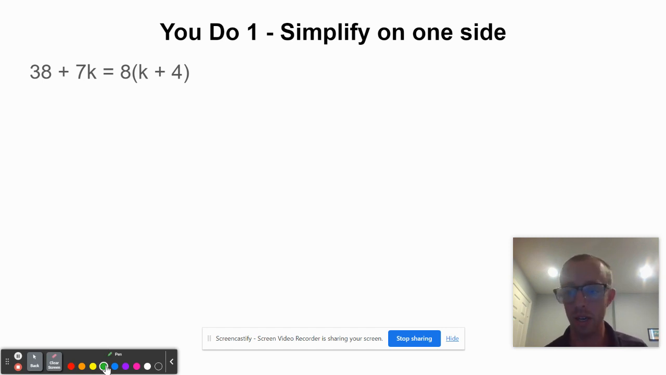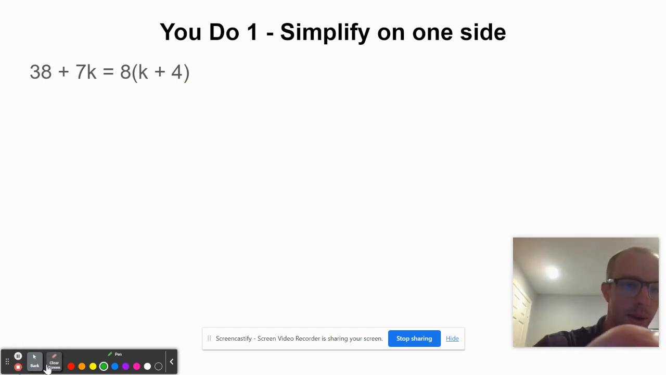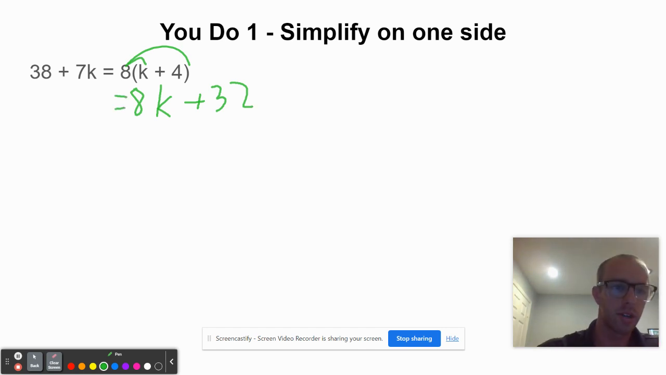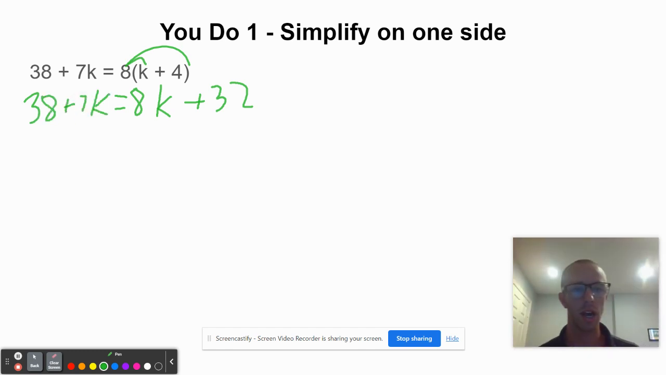Okay, hopefully you just finished solving. We'll go over the UDO a little quicker. You can see that this side is already simplified. This side is not simplified. It's going to require some distribution. So let's do that. 8 times k is 8k. 8 times 4 is 32. So this side simplifies to 8k plus 32. I didn't use this. Okay, now both sides are simple. There is no combining like terms that needs to be done because both sides are already simplified. I can draw my line down if I want. And so now I can solve.